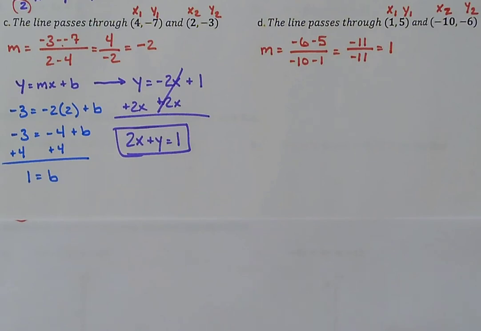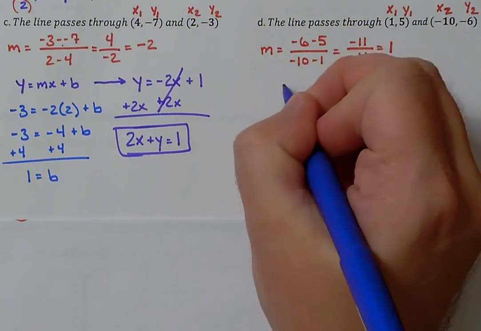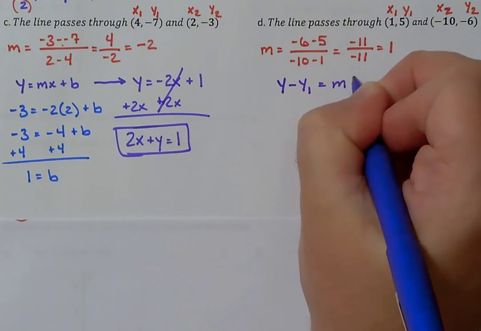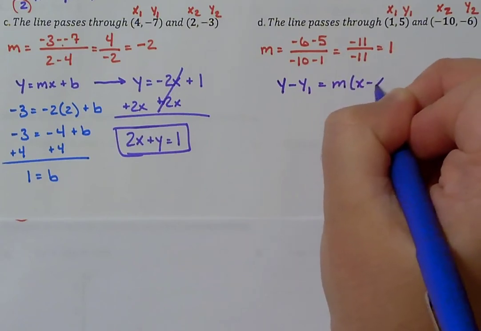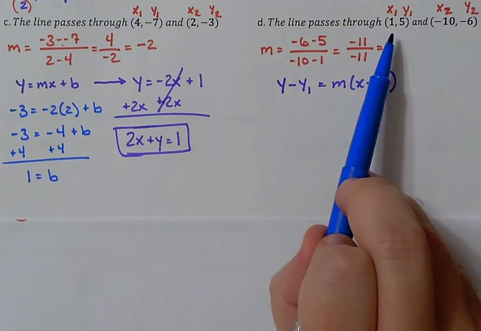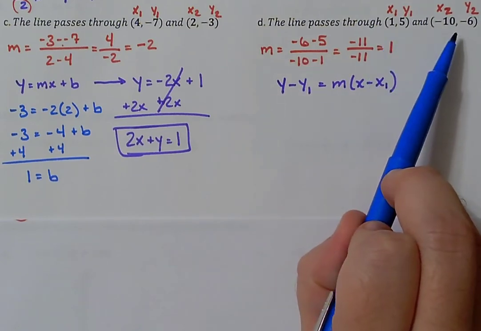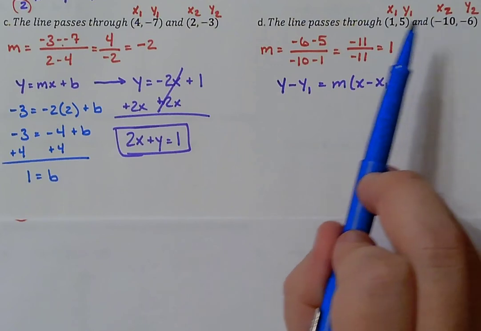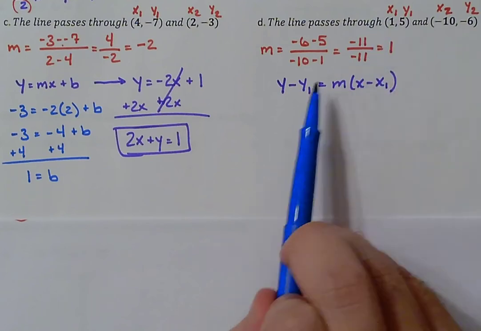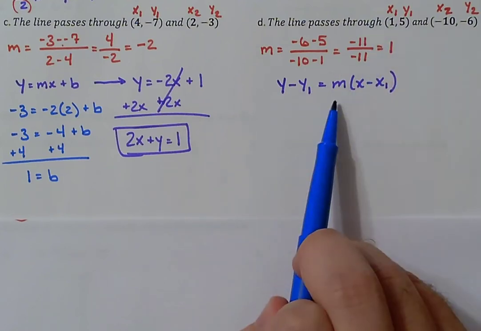Because in part C, I used slope-intercept, I'm going to go back to point slope, which is y minus y1 equals m times x minus x1. So I'm going to go through and use that formula to change my equation. So we're going to choose a point, either 1, 5 or negative 10, negative 6. You should know by now which one I'm going to choose, which is 1, 5, because they're both positive and smaller. So we're going to plug this in for my x1 and y1, and then 1 in for my m.